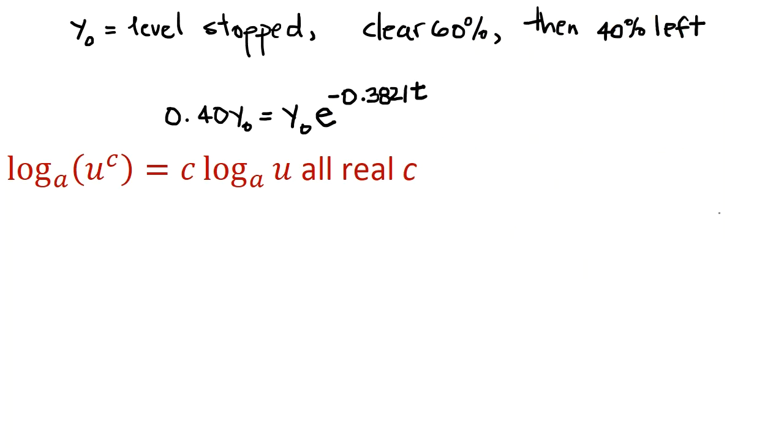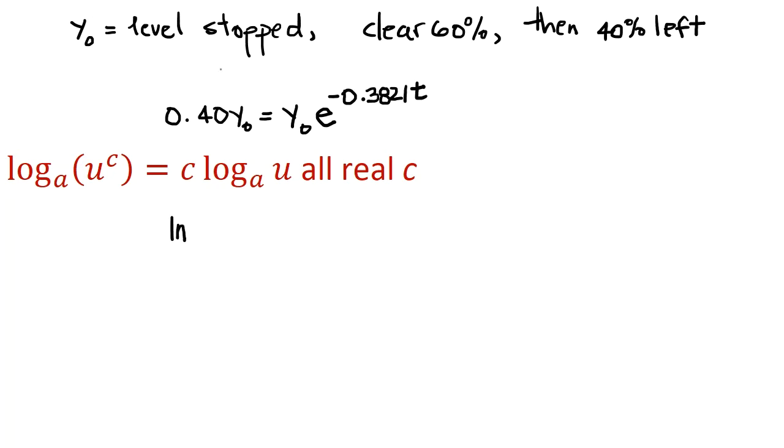So the equation is 0.40 y0 equals y0 e to the minus 0.3821 t. We've got 40% of the amount of pollution that we began with. Now we've got to use the power rule here, which I've written for you there in red. So that's going to be a necessary thing that we have to do. And what we're going to do first is the inverse function of e to the x is ln x, so we're going to take the natural log of each side.